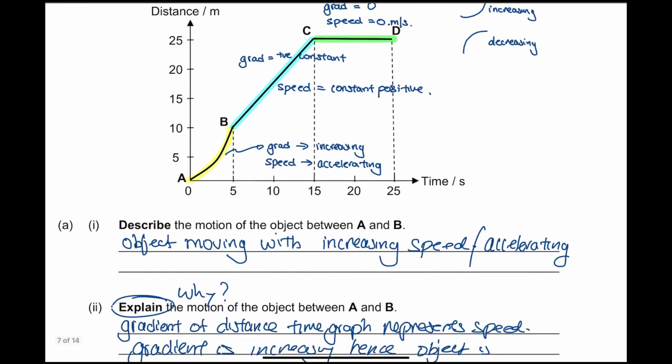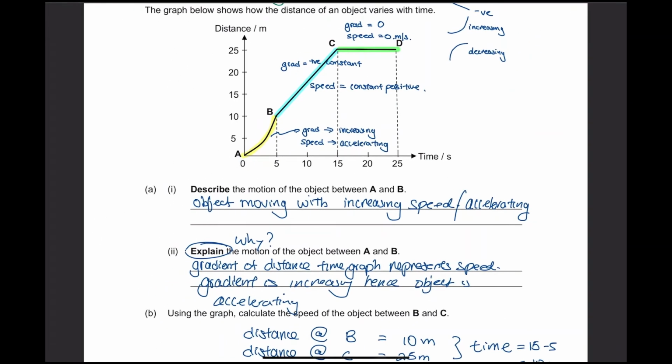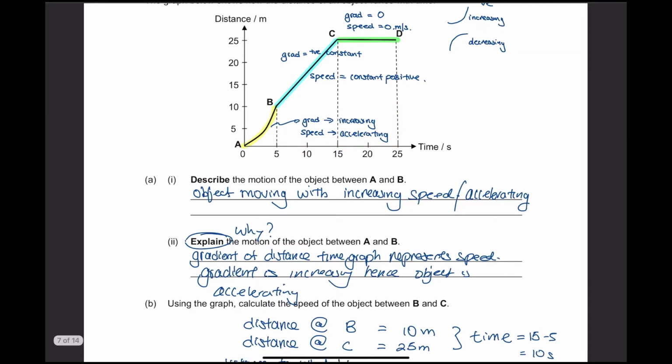Okay, so they ask you to describe the motion of the object between point A and B. We have already mentioned down here in the graph that since the gradient is increasing, it means that the object is moving with increasing speed or is accelerating. And if they ask you to explain why the object is accelerating, you just need to say that the gradient of the distance time graph represents speed. This is what we have mentioned previously in our lecture. And since the gradient is increasing, it means that the object is accelerating.